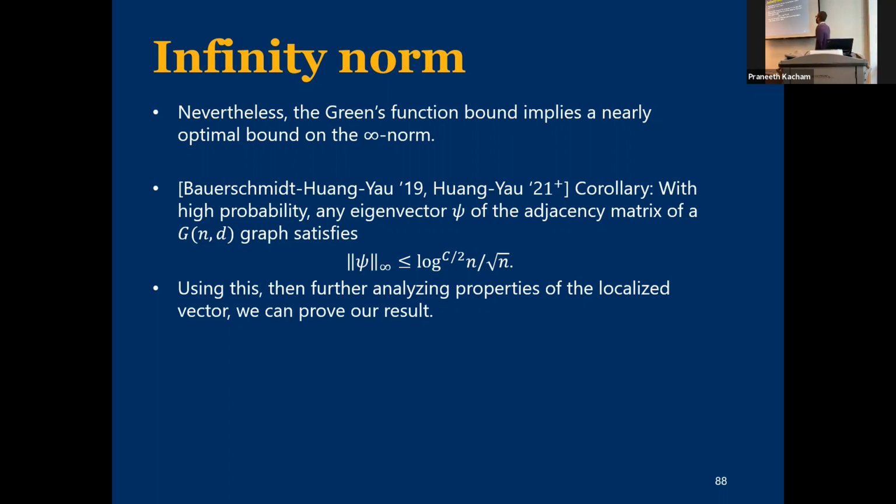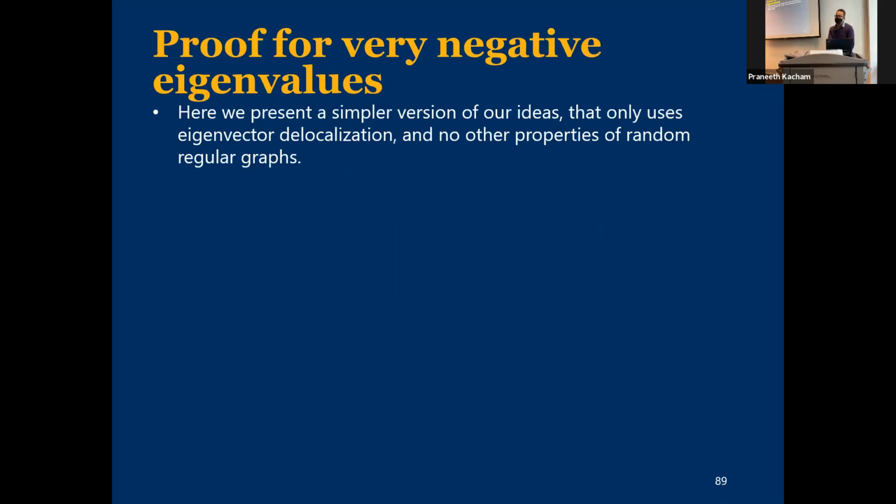So this is a series of work of Roland Bauerschmidt, Jiaoyang Huang, and H.T. Yau, and then Huang and Yau had a follow-up work. And one of the things that this Green's function bound implies is that the infinity norm of an eigenvector is at most polylog n over square root n. Okay, so that doesn't quite get us all of the way there. So I'll present a simpler version of the ideas that we end up using to get us from that result to the nodal domain result.